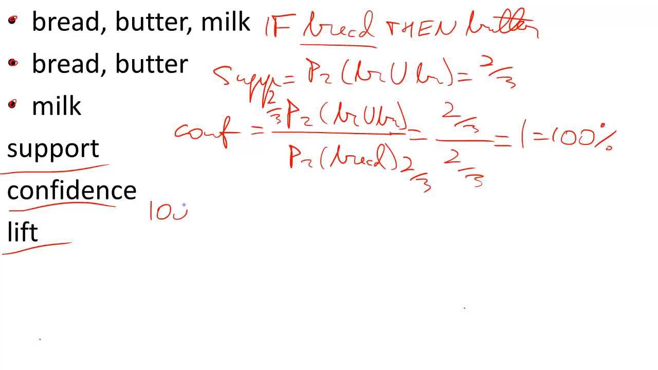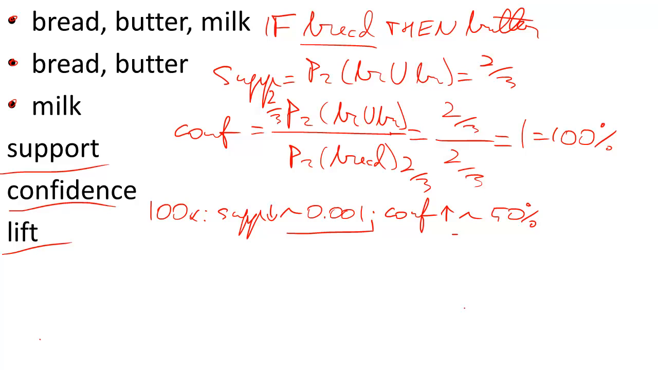We have 100K transactions, and in those transactions, support is bound to go really down. So it could be somewhere as low as 0.001 or 1/10%. Whereas confidence will remain comparatively high. So it will be somewhere around 50%, let's say. So this means that in 99% of cases, bread and butter are not bought. But wherever bread is bought, in 50% of cases butter is bought as well.